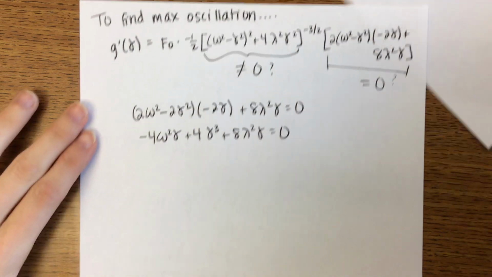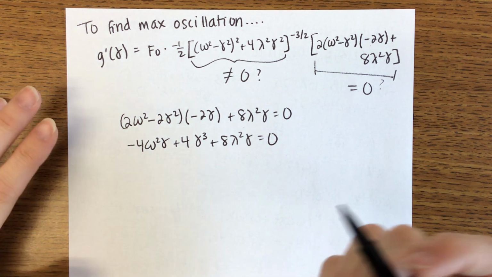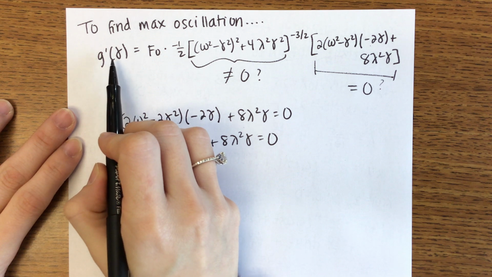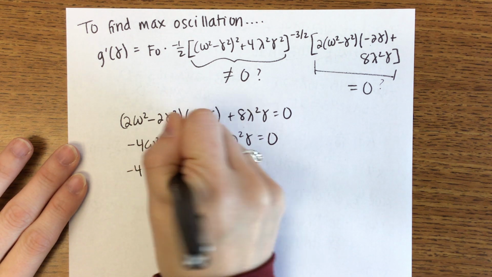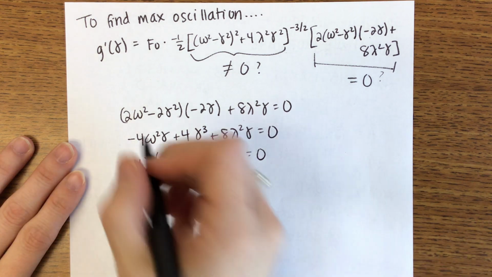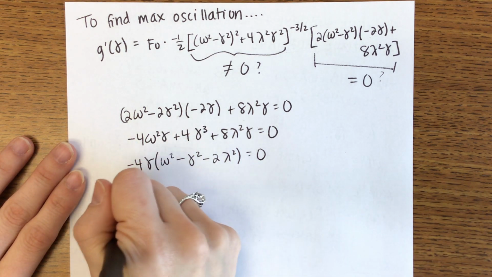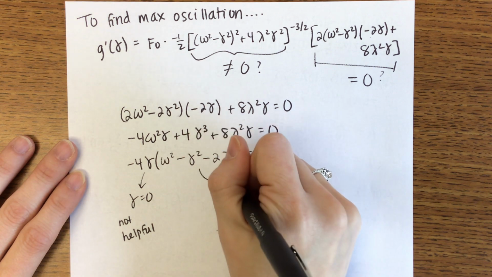Suggestions for what to do next? You see 3 terms. What is your first initial thought? Factor. Okay, we're going to factor. Remember that we are solving for gamma, so we want to factor gamma out. I'm going to factor out a negative 4 gamma. So we get omega squared minus gamma squared minus 2 lambda squared. This is beautiful. First term, we get gamma equal to 0. That is not helpful. Next term, we're going to set equal to 0.